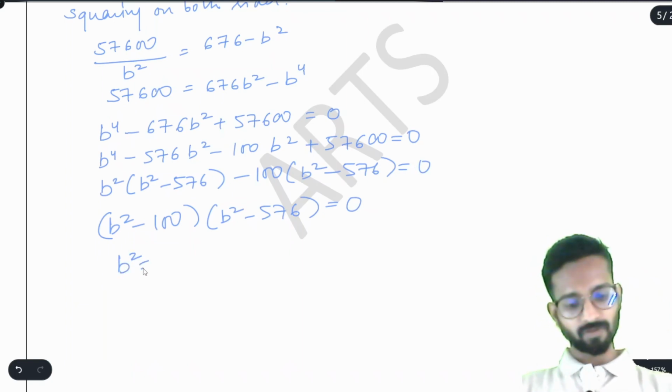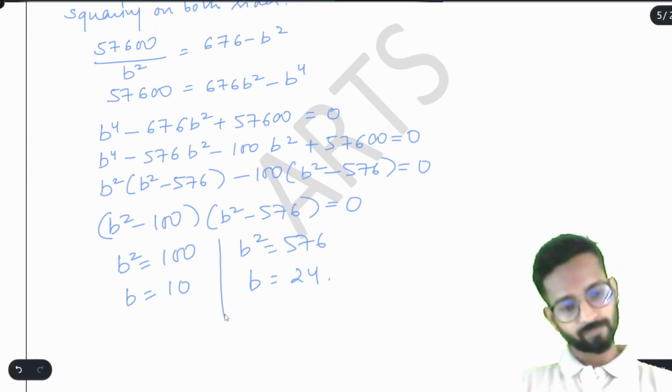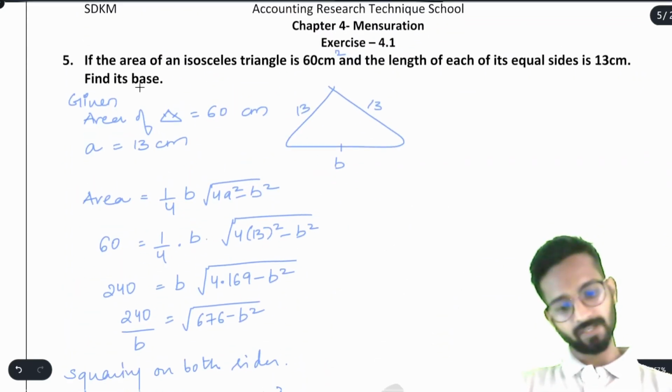So your b square will become equal to 100 or b square will be equal to 576. Therefore b can be value 10 and b here can be value 24 also. Simple enough. And this is what we had to find. What did they say? Find its base, and we have already found the base.